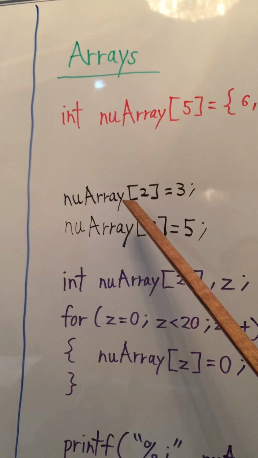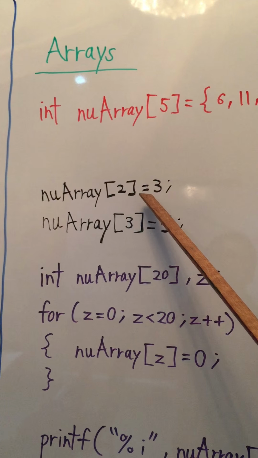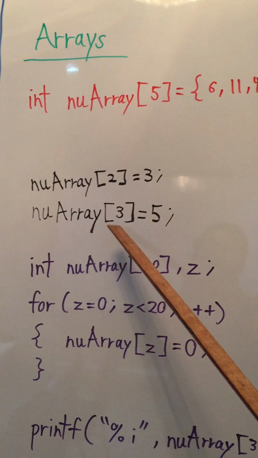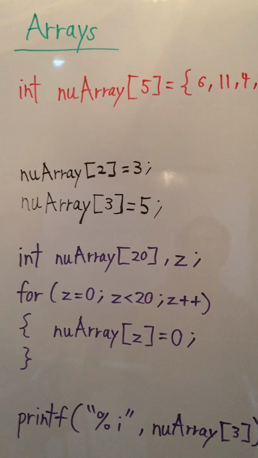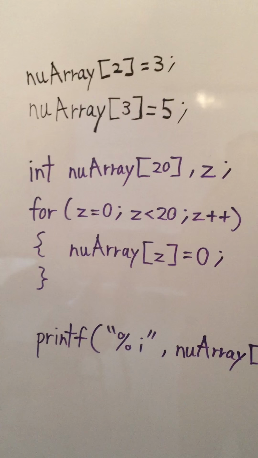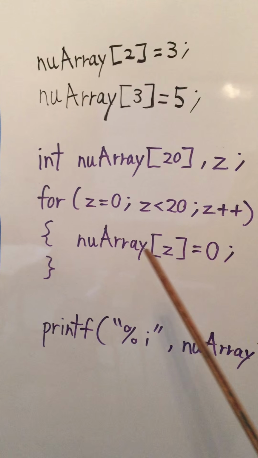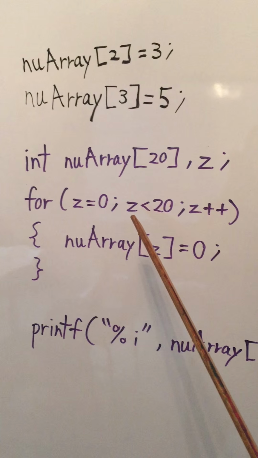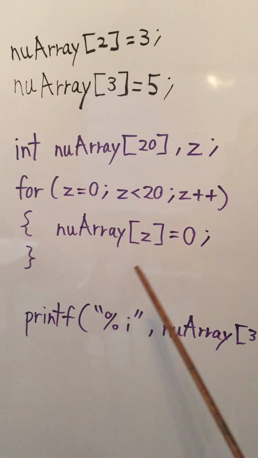But you can also use another way to assign your values to the array. So new array 2 equals 3, which means at new array 2 the value will be 3, and at new array 3 the value will be 5. Another way to assign values that might be easier is using a for statement. This array has a space of 20, and so for z equals 0, z less than 20, z plus 1, new array z equals 0.